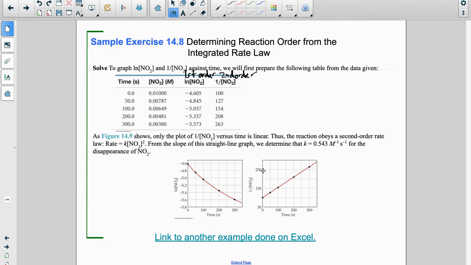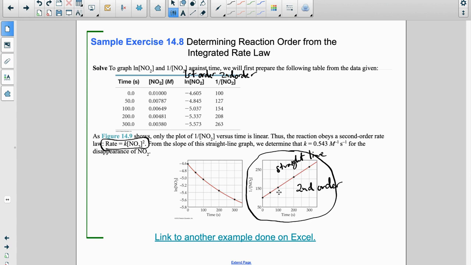So if we look at these two plots, this is the natural log versus time. This is 1 over the concentration versus time. You can see that this graph right here gives a straight line. Notice that the slope of this line is positive rather than negative. Because of what we have plotted and because of the straight line that results, this is a second order process. So this is a second order rate law as written here.